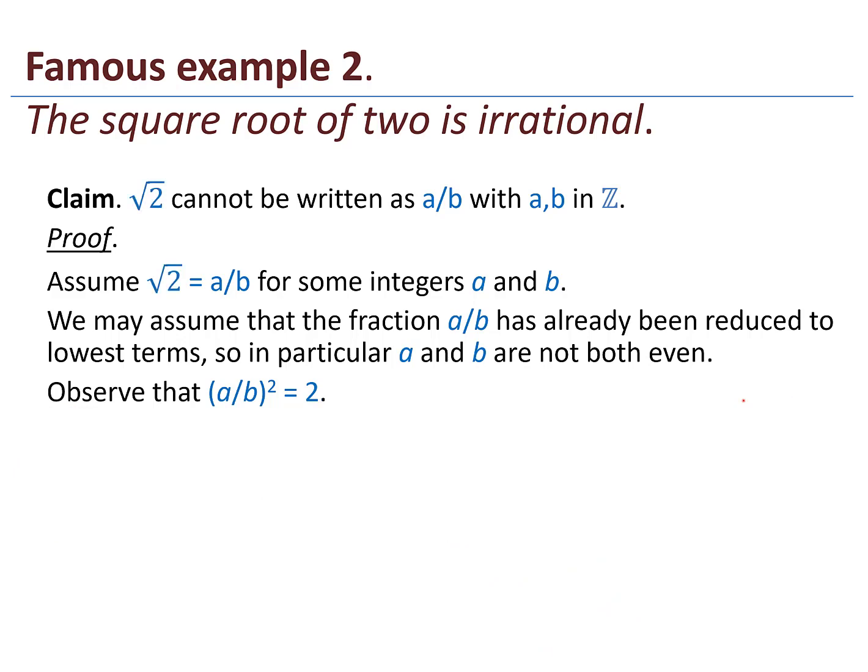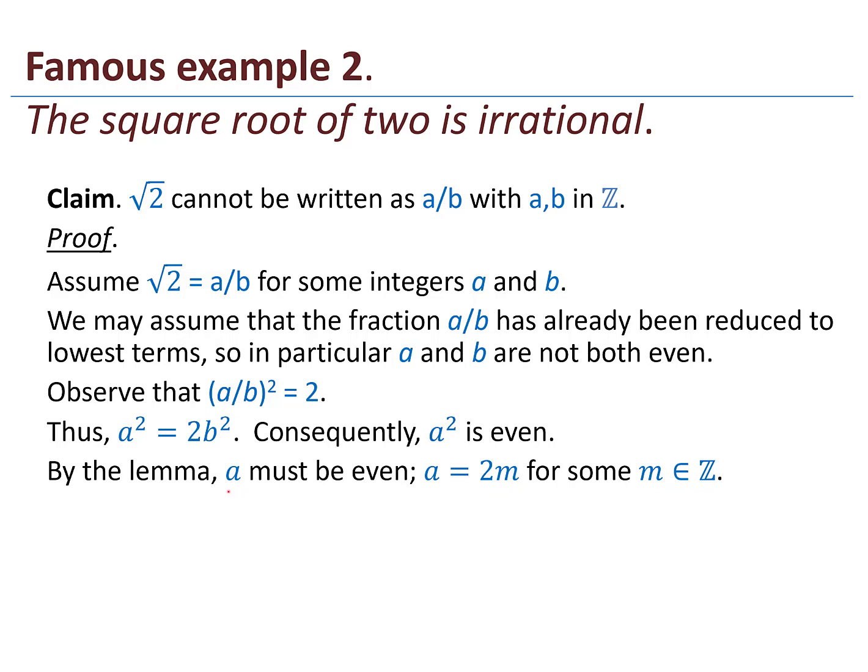All right, let's give this a try. So I'm at this point where a over b squared equals 2. So let's square that quantity and solve for a squared, and I end up with a squared equals 2b squared. Consequently, a squared is even. So now I can use the lemma. By the lemma, a must be even. a equals 2m for some integer m.